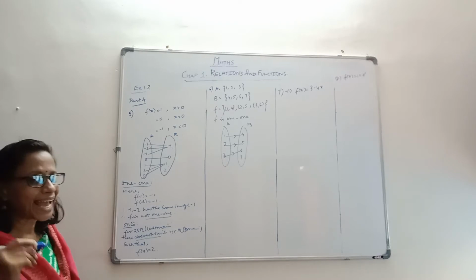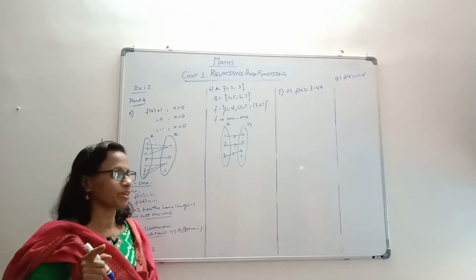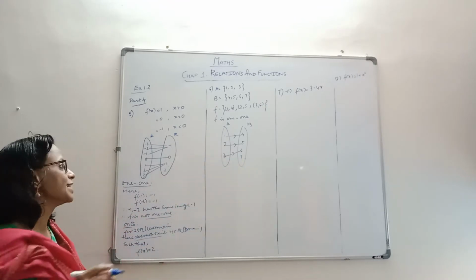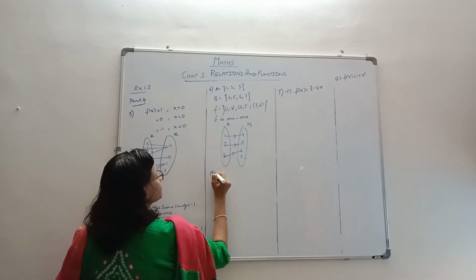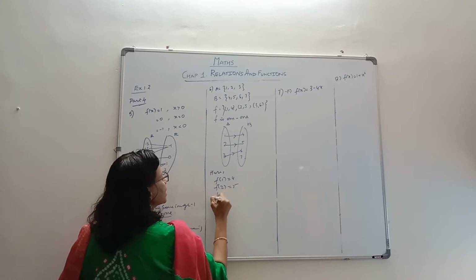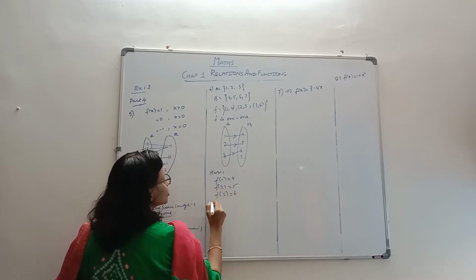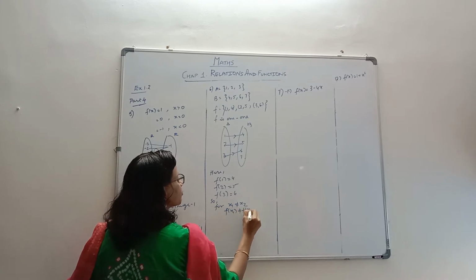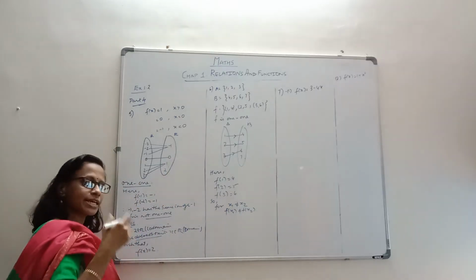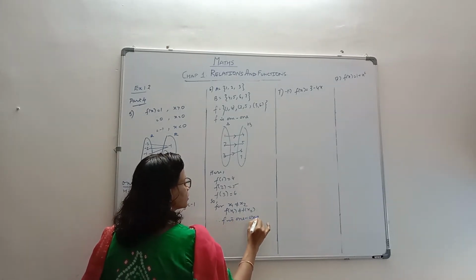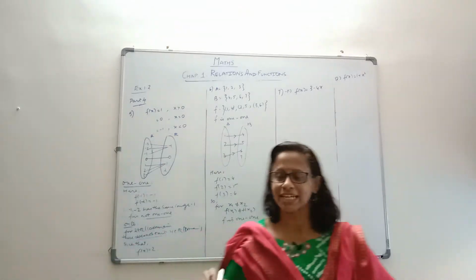And had they asked us onto, it wouldn't be onto. Why? Because the 7 is unrelated. It doesn't have a pre-image. But they have not asked onto. 1 to 1 it is. So we can write here: f of 1 is 4, f of 2 is 5 and f of 3 is 6. So for x1 not equal to x2, f of x1 is also not equal to f of x2, right? The f values are not the same, the x values are also not the same. So therefore f is 1 to 1. That's how we are saying that it is 1 to 1.